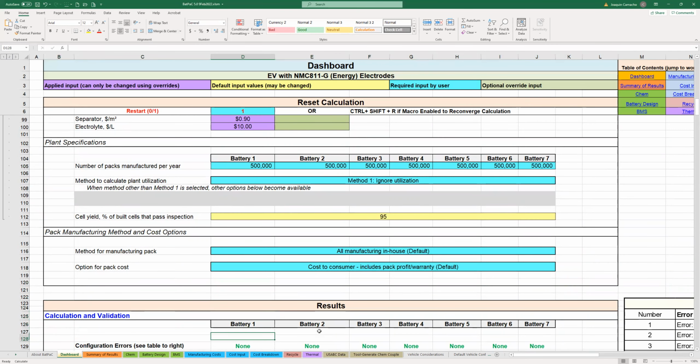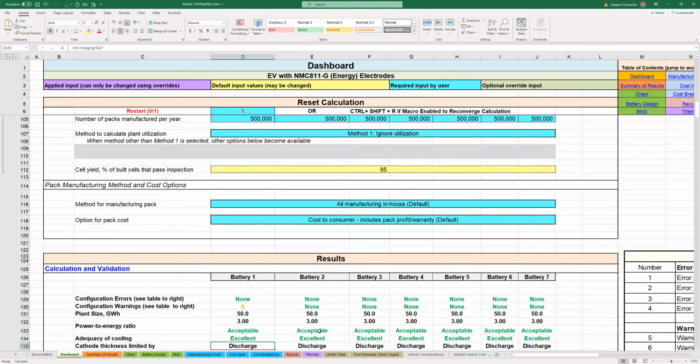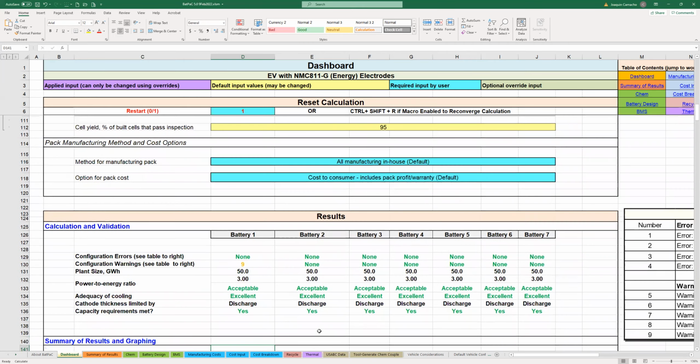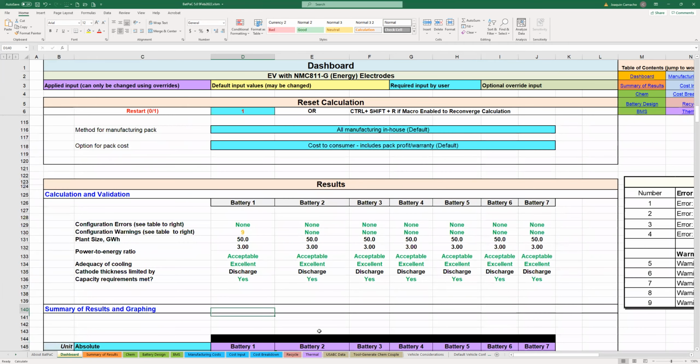There's no more inputs. And then it gives you a good starting point to look at what the results are from those inputs we had. And green is good. It says that there's no errors. There are warnings. And there's a nice little table on the right: battery 1 has 1 warning. But besides that, if we go down this column for battery 1, there's no errors on the calculations.